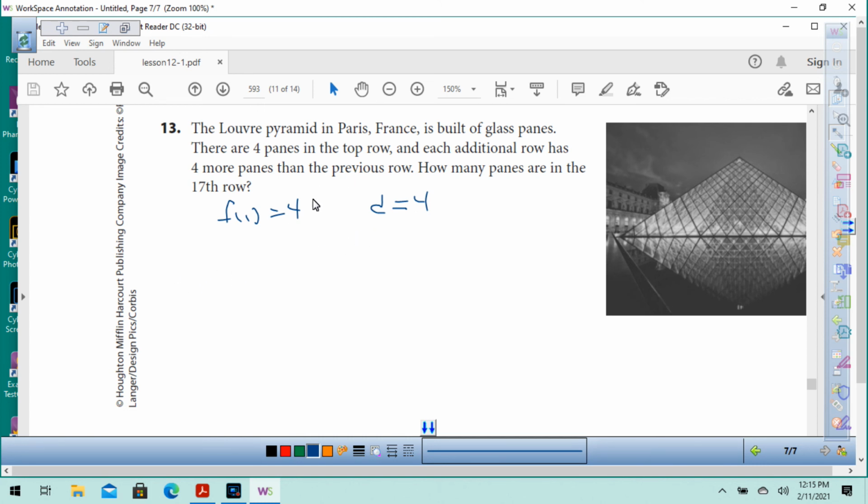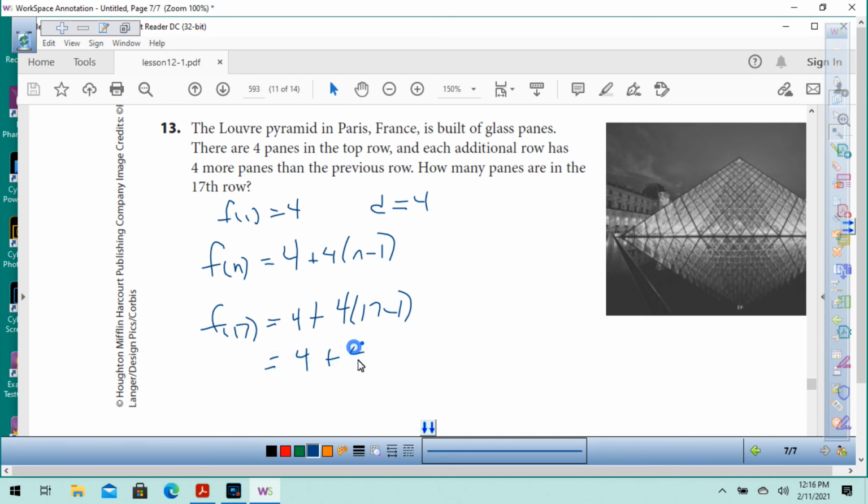Now, let's see. You could do it recursively, which would basically just be adding 4 to each one. But it might be easier if you do an explicit rule. That's going to give you 4 plus 4 times n minus 1. Now, let's see. So F of 17 equals 4 plus 4 times 17 minus 1. And that's going to be 4 plus 4 times 16, which is 4 plus 64, which is 68. Okay? Not too shabby.